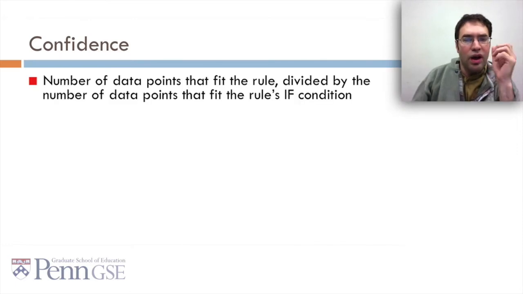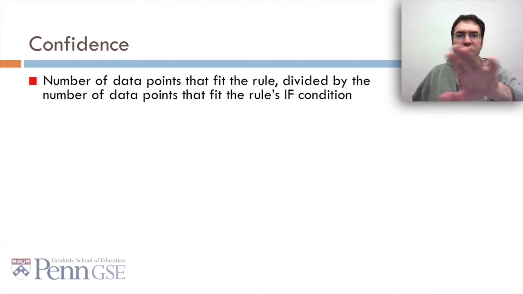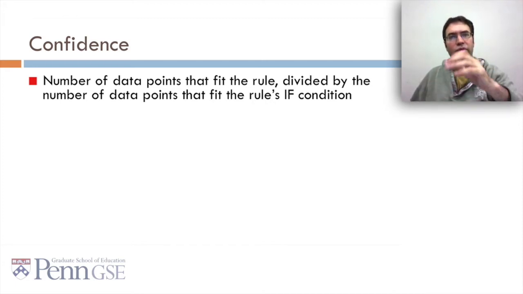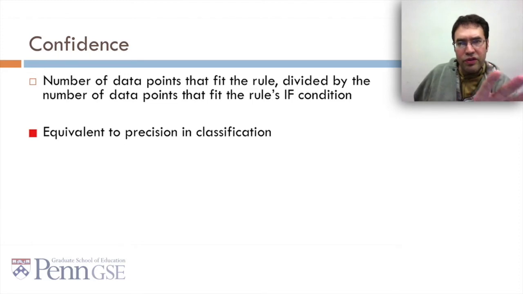Confidence. Confidence is the number of data points that fit the rule, divided by the number of data points that fit the rule's if condition. So if the if condition isn't met, we don't care at all for confidence. We only care how many of the ones that fit the if also fit the then. This is equivalent to precision in classification.